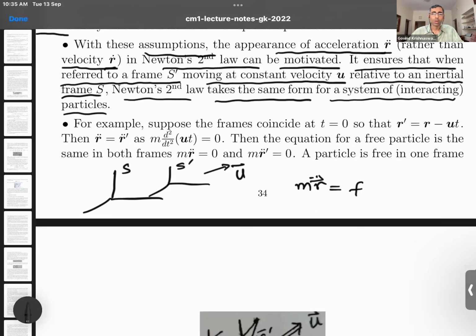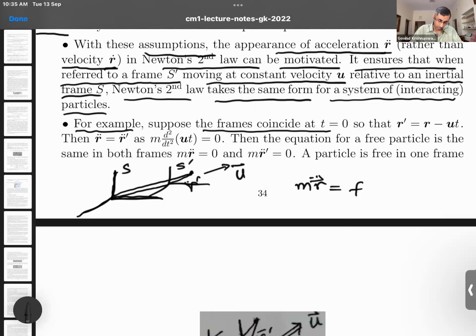So let us look at it quickly. For example, suppose the frames coincide at t equal to zero. So at t equal to zero, both frames coincide, x and s prime are at the same place. Then we can write a formula for the position vector of a particle relative to s prime in terms of that in S. Okay, so I look at this little triangle.